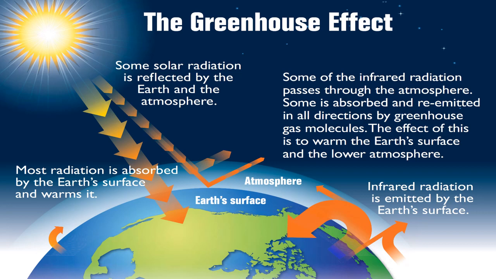The greenhouse effect. Some solar radiation is reflected by the Earth and the atmosphere. Most radiation is absorbed by the Earth's surface and warms it. Some of the infrared radiation passes through the atmosphere. Some is absorbed and re-emitted in all directions by greenhouse gas molecules. The effect of this is to warm the Earth's surface and the lower atmosphere.